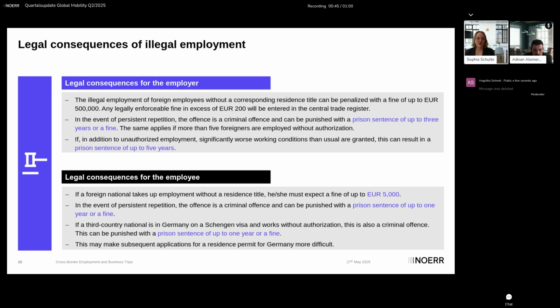And also for the employee, there are some risks because they can expect a fine of up to 5,000 euros if they are working in Germany without the necessary visa or residence work visa. If they do this again and again and are caught again and again, there's even the possibility of a criminal offense. And of course, it can be harder for them to get a visa the next time they apply, if they have been caught not complying with German residence law in the past. So it's always important to check whether a visa is necessary and not to let foreign employees work at a German company without them providing either the residence title or some information why a visa in this case might not be necessary.